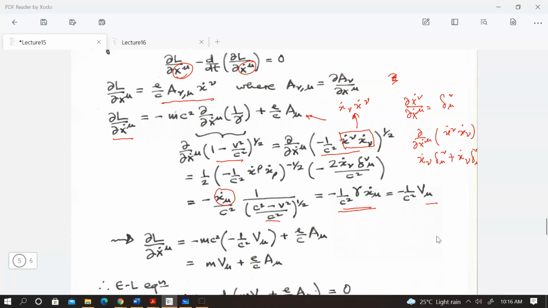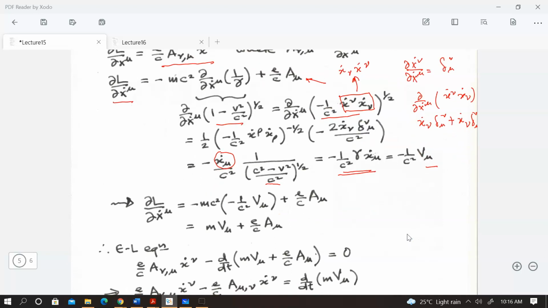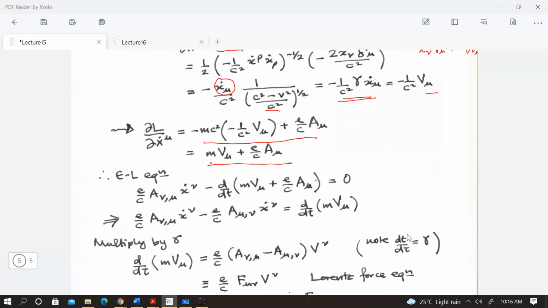Okay. So in other words, your dL/∂x dot mu will give you this, inclusive of this earlier one, which we have left out to just concentrate on that. Okay, so we get this. Putting this inside your Euler-Lagrange equations, then we have this thing that will be time differentiated, so you get that.